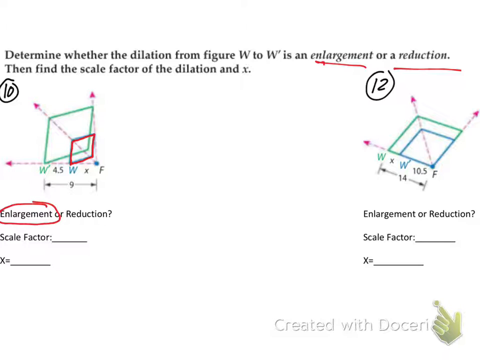Then what we have to do is, we know to find the scale factor, we take the bigger number or the length of this, which is 9, and then we divide it by the original. Since we know that this is 9 and this is 4.5, we can assume that this is going to be 4.5.